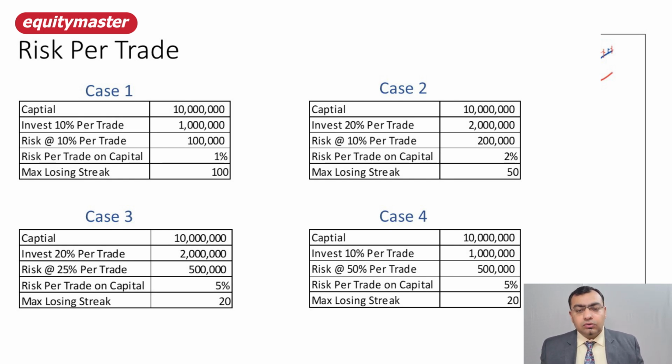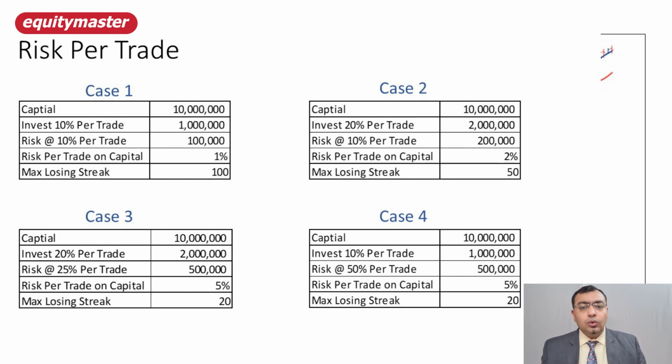Look at the second scenario over here, case 2. You have deployed 100 lakhs, 1 crore, started with 20% per trade, which is again 20 lakhs. I am taking 10% risk, which is 2 lakh rupees per trade, which is still 2% risk on your capital. So on an average, you shouldn't risk more than 2 to 3% on your capital per trade. So per trade risk should be 2 to 3% of your capital.